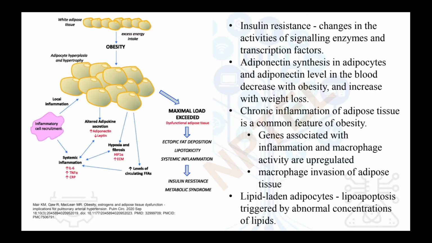Okay, so during obesity, insulin resistance is manifested, which leads to changes in the activities of signaling enzymes and transcription factors, and adiponectin synthesis in adipocytes and adiponectin level in the blood decreases with obesity, and it is seen to be increased during weight loss. So as you know, adiponectin is favoring all the anabolic processes and it is inhibiting all the catabolic processes. Okay, so all the energy consuming processes are inhibited.